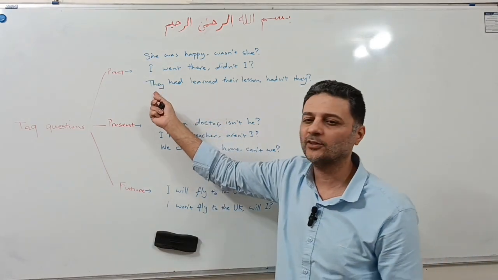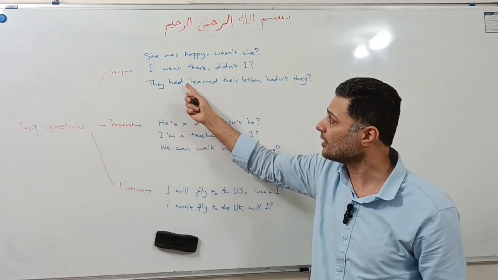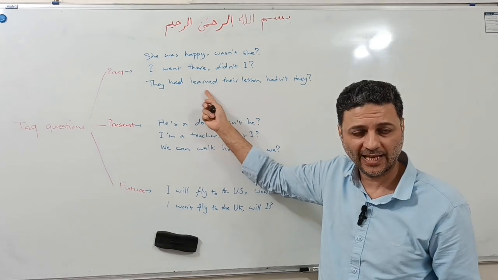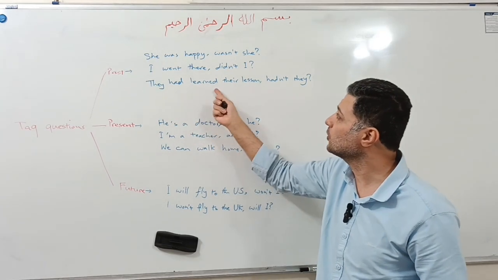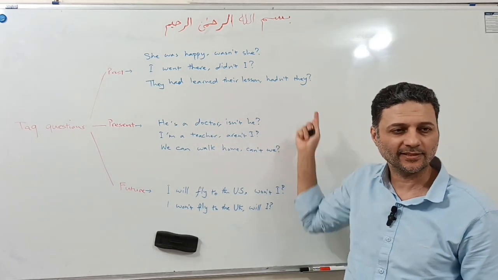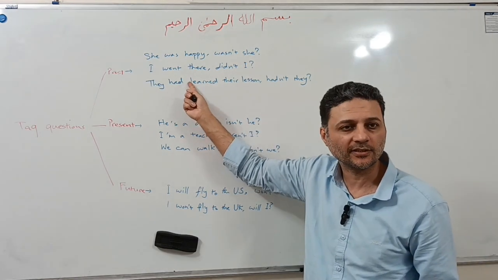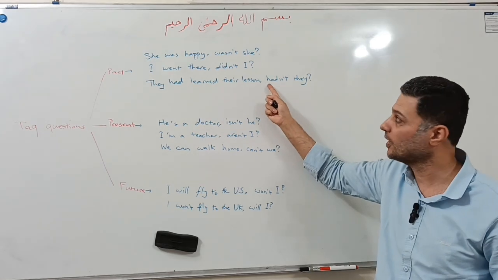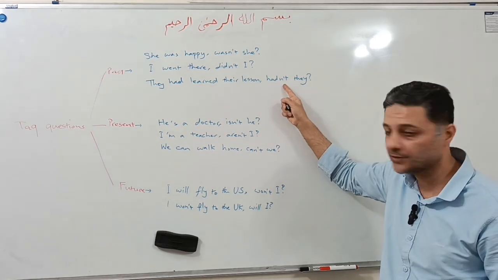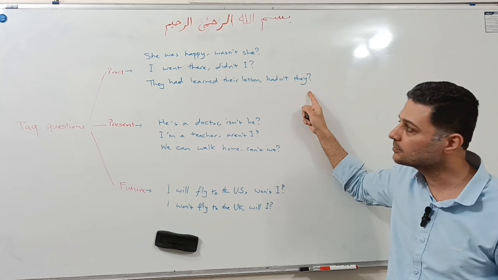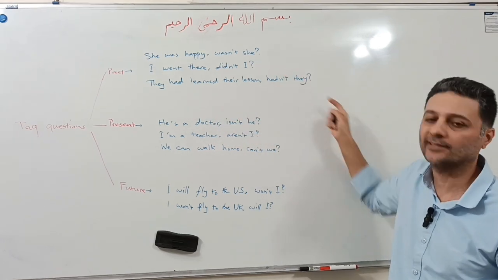Another example, I use a past perfect tense. Had done, had learned. Had plus past participle. So: they had learned their lesson, hadn't they? Had is the auxiliary here. So we use the auxiliary right after a comma again, then put not, then the subject pronoun. They had learned their lesson, hadn't they?